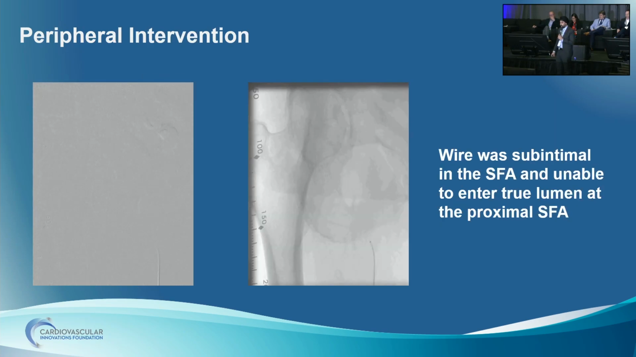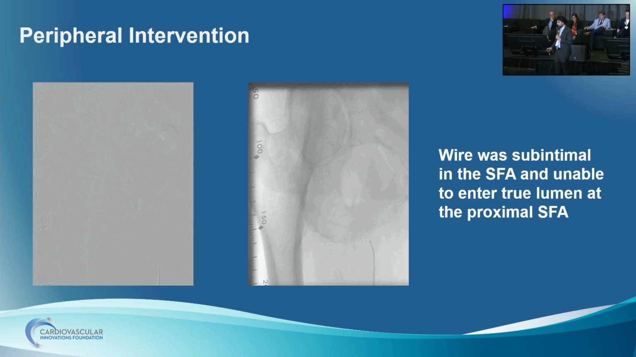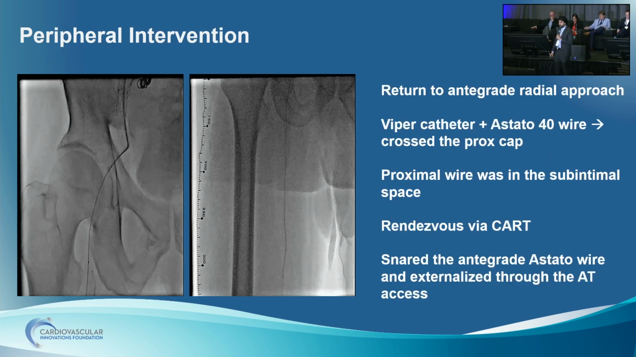However, when we reached the site of the proximal cap, we were in the subintimal plane, and we really didn't want to dissect up into the common femoral and risk jeopardizing the profunda artery. So at this point, we again turned our attention to the antegrade approach. The only catheter at that time that was available in the 200 length was a Viper cath, which is what we used with the Stato 40. We were able to finally cross in and get into a subintimal plane.